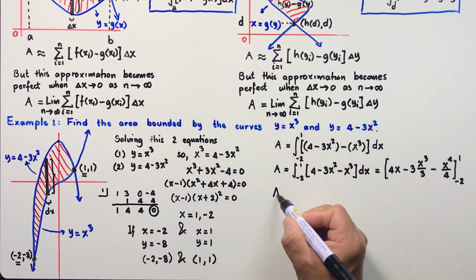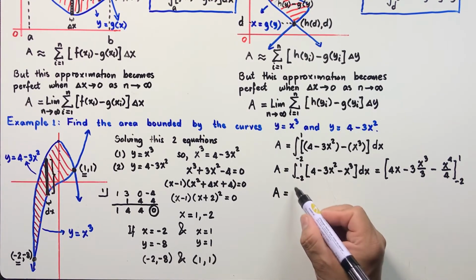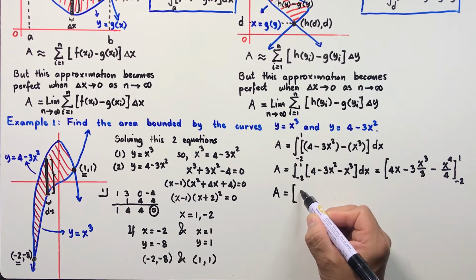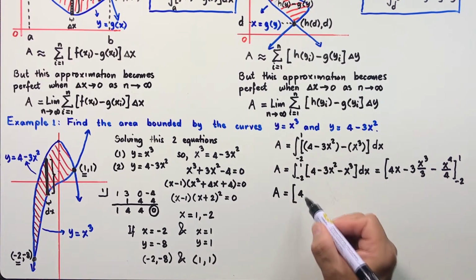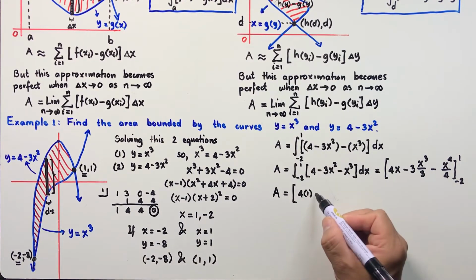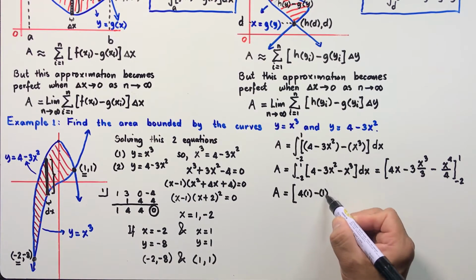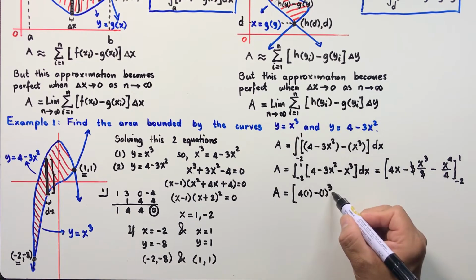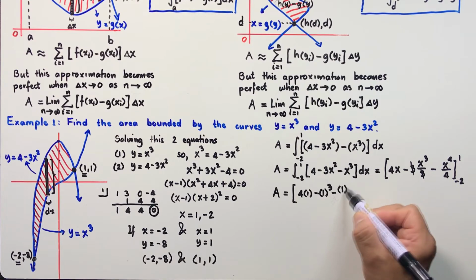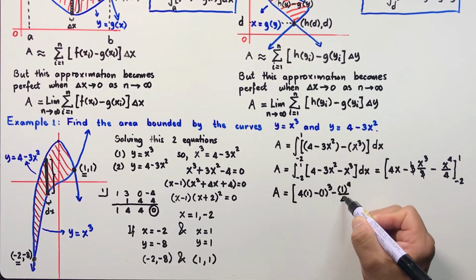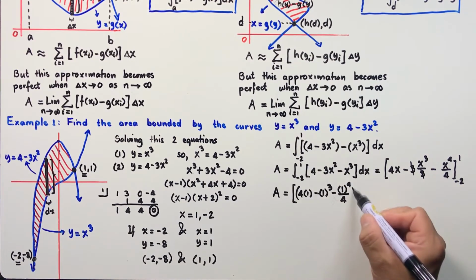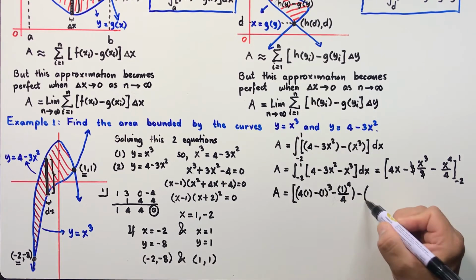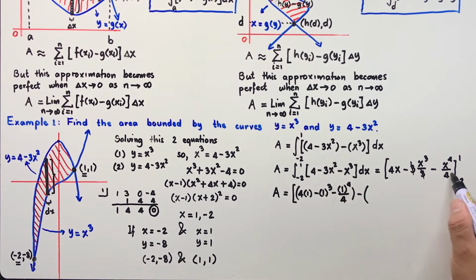So we have the area, which is equal to 4 times the upper limit of 1. So 4 times 1 minus 1 cubed, because this 3 and this 3 cancel each other. And we have minus 1 to the power of 4 over 4. And this will be subtracted by this expression when substituting -2.